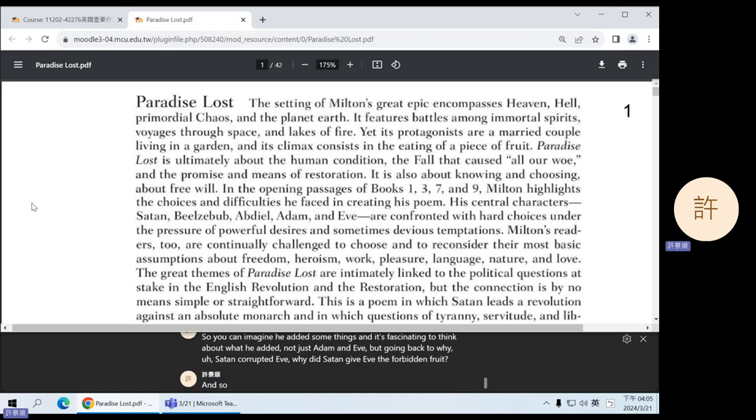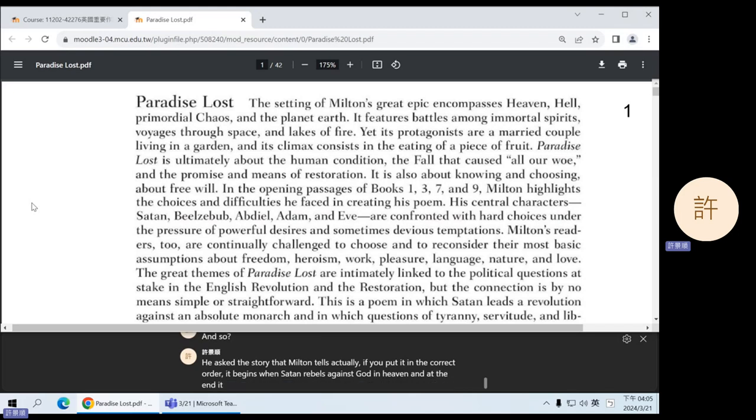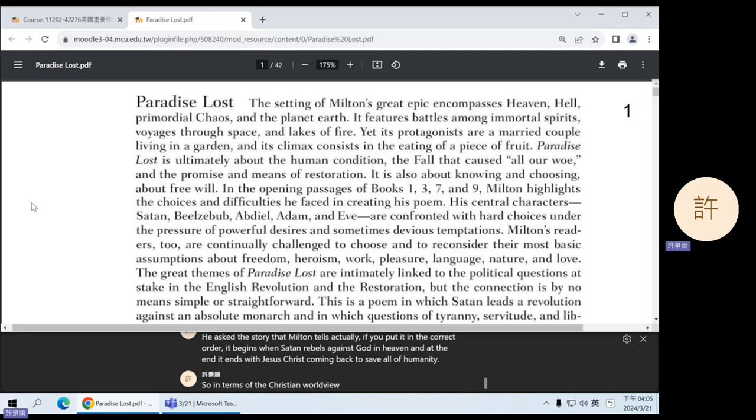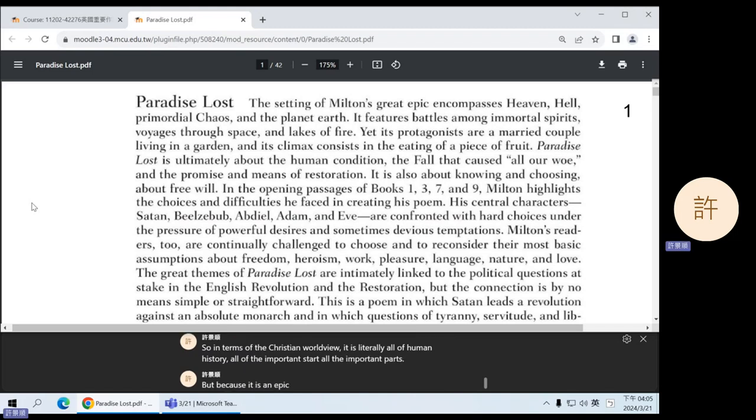And so the story that Milton tells, actually, if you put it in the correct order, begins when Satan rebels against God in heaven. And it ends with Jesus Christ coming back to save all of humanity. So in terms of the Christian worldview, it is literally all of human history, all the important parts. But because it is an epic poem, you can't tell it in order.